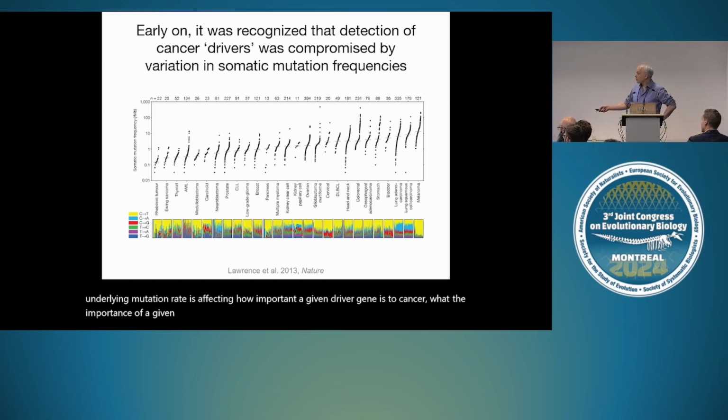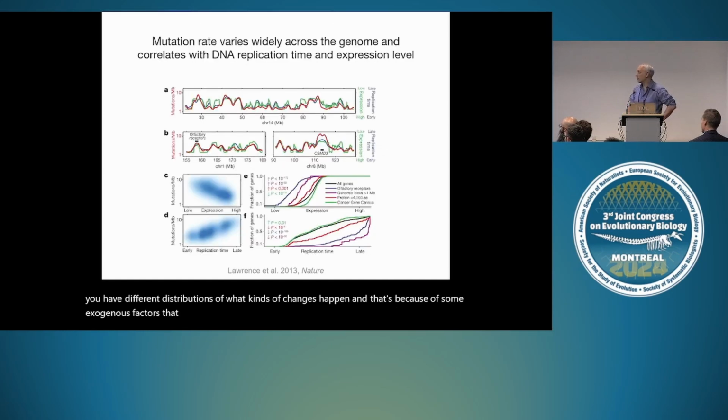And also, you have very big differences in very specific nucleotide changes, like C to T, C to A, C to G, T to C, T to A, T to G, et cetera. Color banded here. For different cancer types, you have different distributions of what kinds of changes happen, and that's because of some exogenous factors that I'm going to talk about later in the talk.